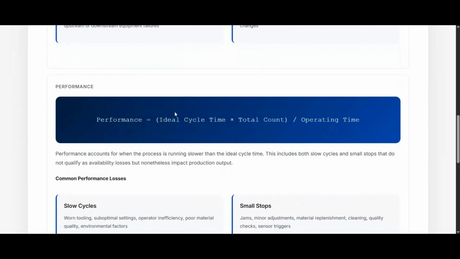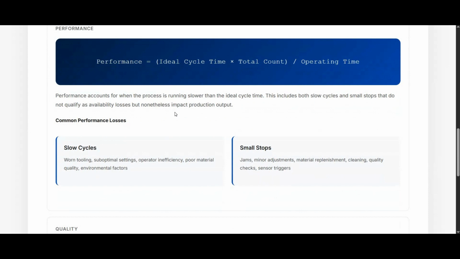Okay, and here, performance. This one looks at how efficiently your machine runs compared to its maximum design speed. The formula here is: performance equals ideal cycle time times total count divided by operating time. And let's say your machine can ideally produce one part every minute, but it's running slower because of small stops or slow cycles. Those delays reduce your performance percentage. Even minor slowdowns can drag your numbers down, so monitoring performance helps catch those inefficiencies early.